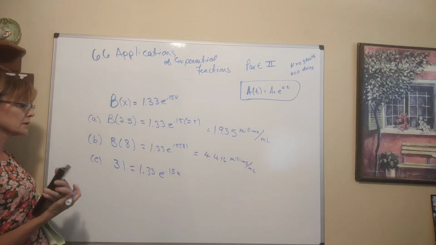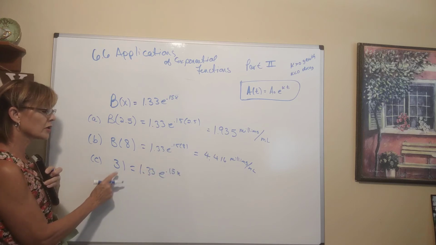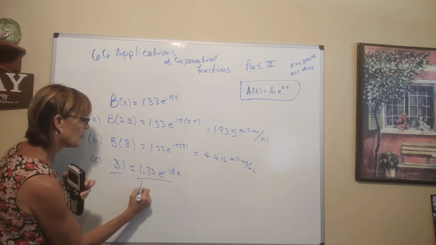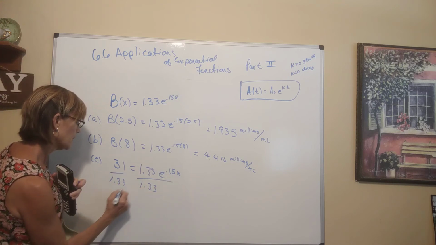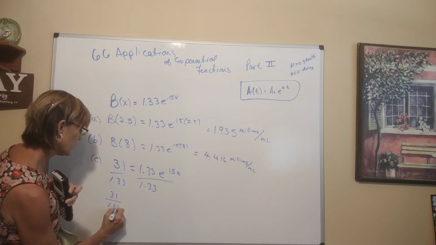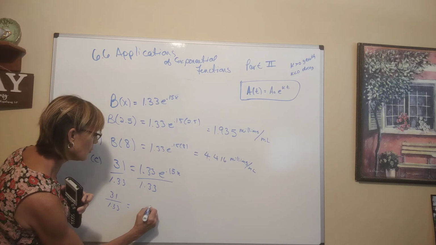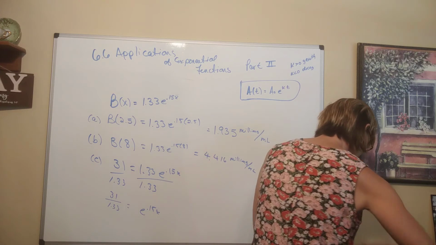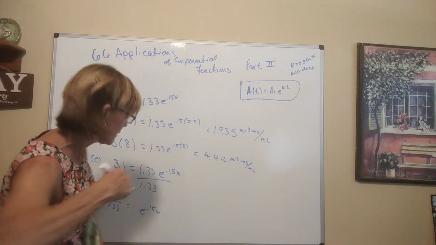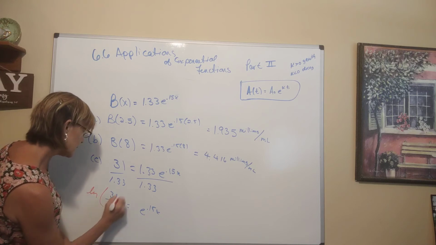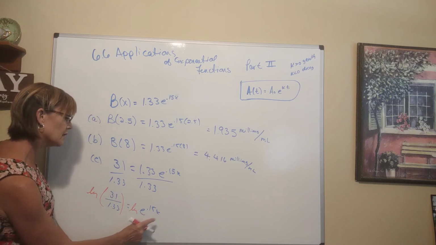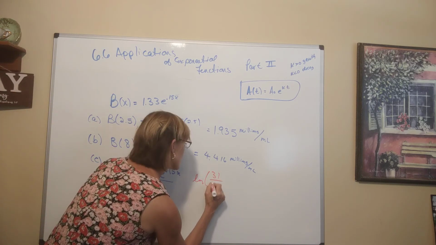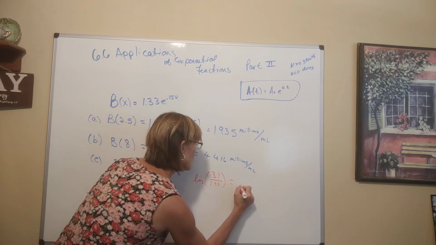After how many hours will it take for this concentration to grow to 31 million per milliliter? Isolate the exponential expression by dividing by 1.33. So we get 31 over 1.33 is equal to e to the 0.15x. Now that the exponential expression is isolated, apply an inverse. You are allowed to use natural log, so I'm going to apply a natural log. Log base e of e to the something, these undo each other. So you get the natural log of 31 over 1.33 is equal to 0.15x.